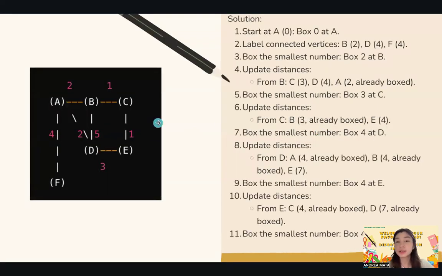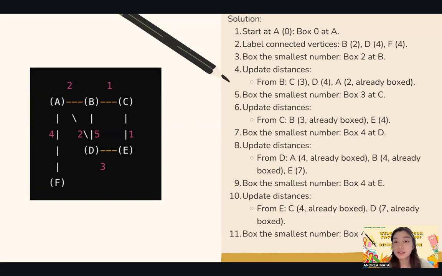Let's see this figure as an example. To solve it, let's start at A, which is box 0 at A. Second step is to label connected vertices, which is B2, D4, and F4. Third is to box the smallest number, which is box 2 at B. Fourth step is to update the distances.